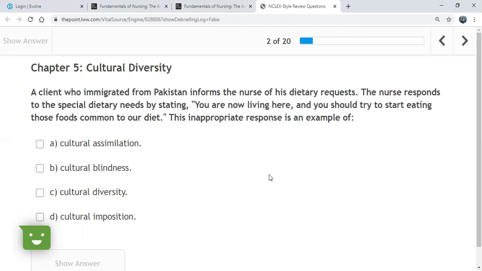Okay. Can I ask you a question? Yes. Can you give me an example of what cultural blindness is? So cultural blindness is when you don't recognize that there's differences in cultures. And cultural assimilation, again, is when I start to develop things that you do.